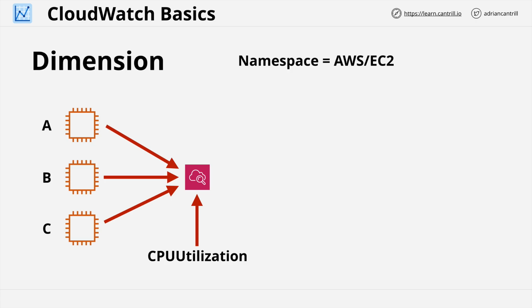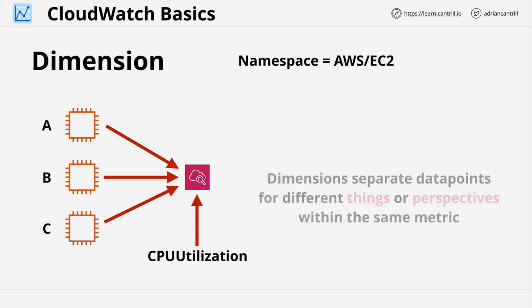Now, as those instances are sending data into CloudWatch, they're of course specifying the namespace and the metric, and they're sending in data points. We know that already. But what's also sent with those data points are dimensions. And dimensions are name-value pairs which allow CloudWatch to separate things or provide different perspectives of things within a metric.